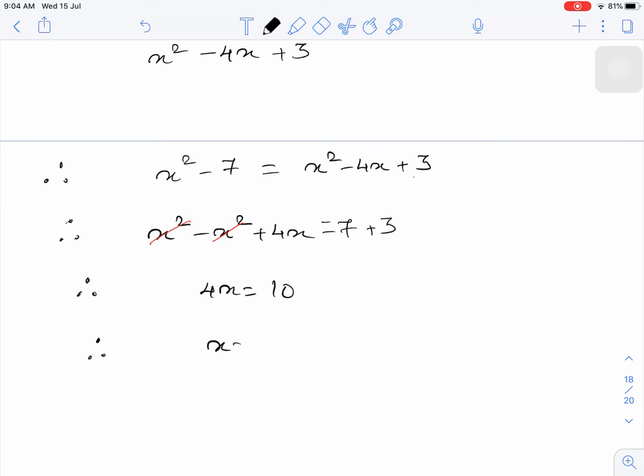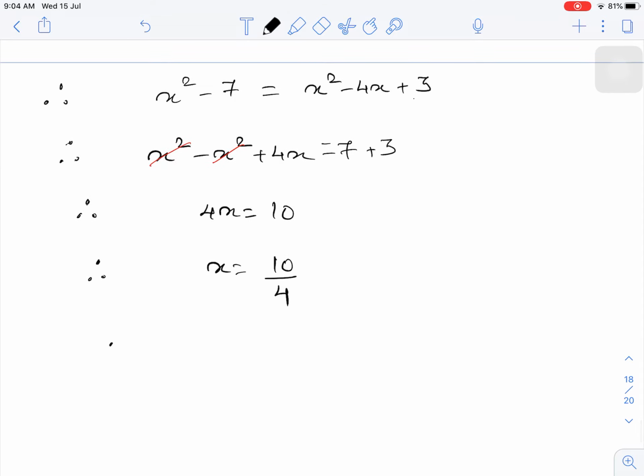therefore x equals to 10 upon 4, therefore x equals to, now these both are divisible by 2, how to divide it, 2 2s are 2, 2 5s are 10, so what will be our final answer, 5 upon 2. So this is our final answer.